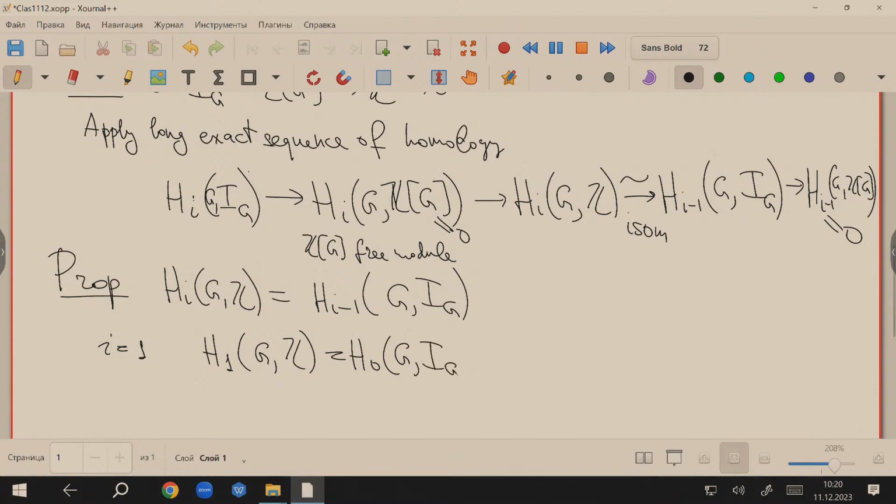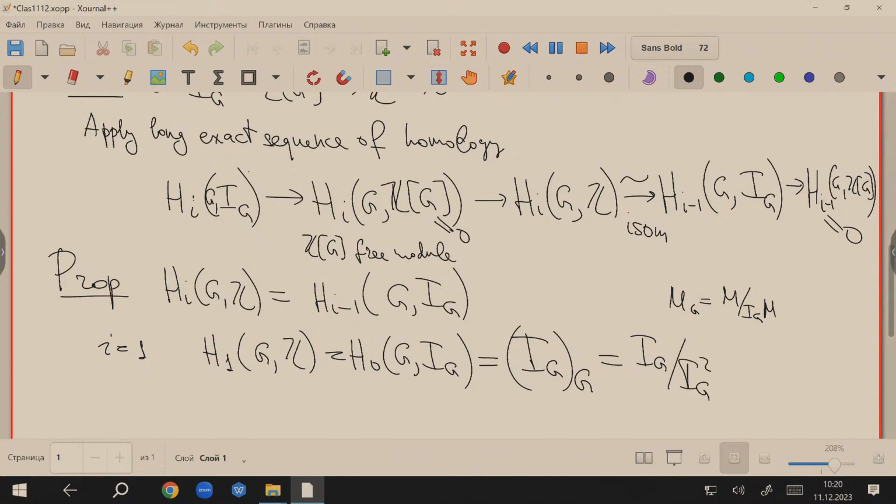So this is just taking coinvariance, and you may write it down in terms of the ideal I_G. Taking into account that M_G is just M modulo I_G M, you get that this is just I_G modulo I_G squared. Why is this ideal important for us?